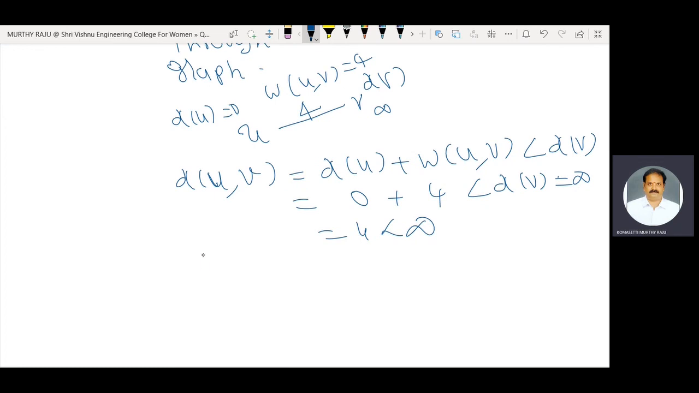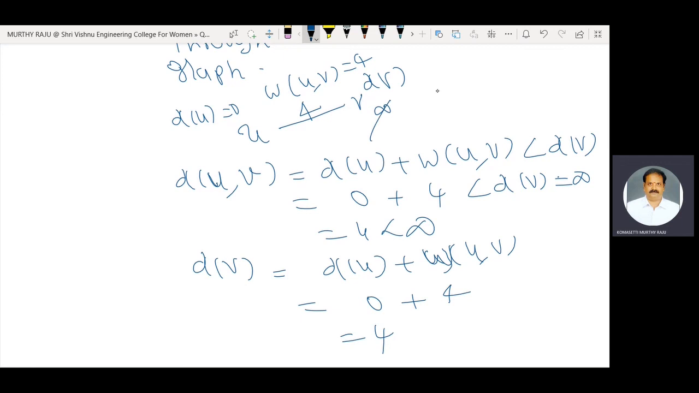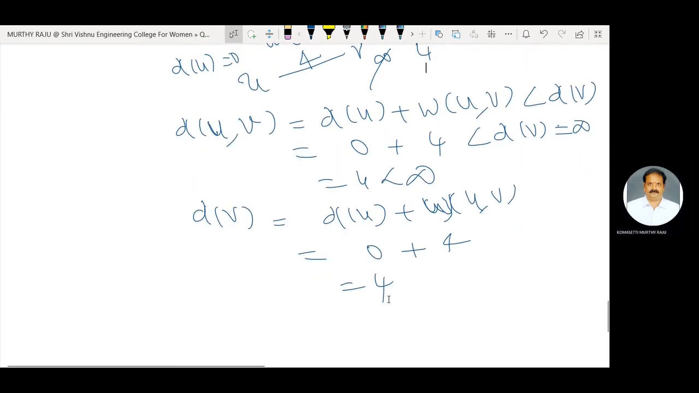In that case, the distance D of V is equal to D of U plus W of U comma V. D of U is 0, W of U comma V is 4. Therefore D of V is equal to 4. Infinity is struck off, and the distance of node V is replaced with 4. In this fashion, you have to calculate all other nodes' distances from the source node. With this, the algorithm concept is completed.